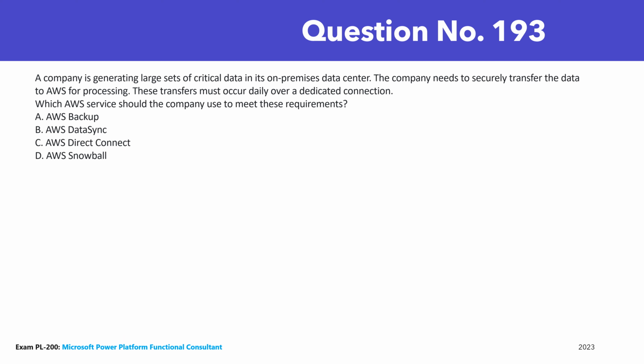A company is generating large sets of critical data in its on-premises data center. The company needs to securely transfer the data to AWS for processing. These transfers must occur daily over a dedicated connection. Which AWS service should the company use to meet these requirements? A. AWS Backup. B. AWS DataSync. C. AWS Direct Connect. D. AWS Snowball. Correct answer, B.